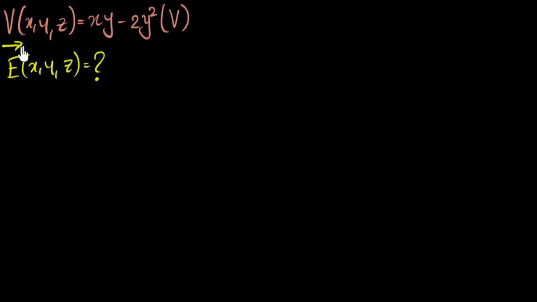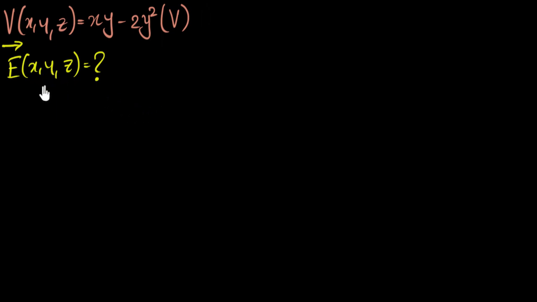Suppose we are given what the electric potential at every single point in space is. It's given by this function, let's say. And this equation is basically saying you put in the value of any coordinate you want, and then it will tell you what the electric potential at that point is going to be in volts. Our goal is to figure out what the electric field vector is going to be at every point in space. How do we do that?